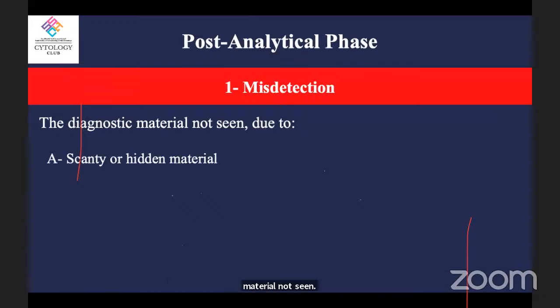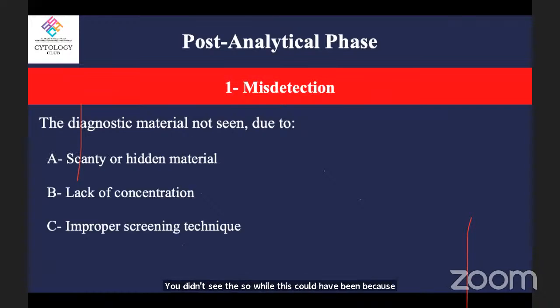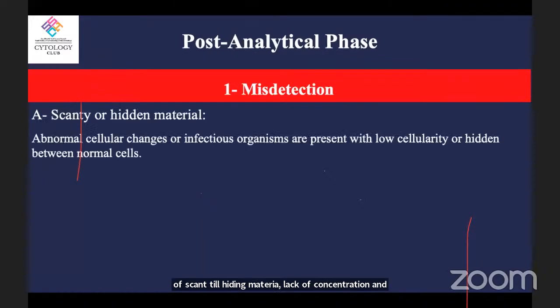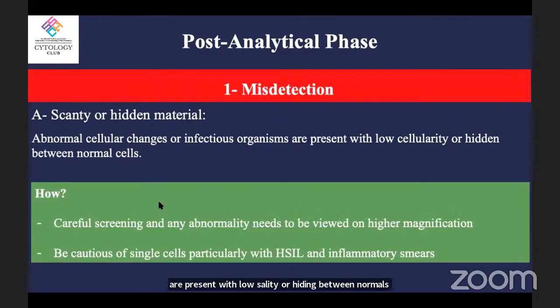So why could this happen? Because of scanty or hidden material, lack of concentration, and improper screening technique. And we'll talk about each point. With scanty or hidden material, abnormal cells, changes, or infectious organisms are present with low cellularity or hiding between normal cells. And this will lead to misdetection.